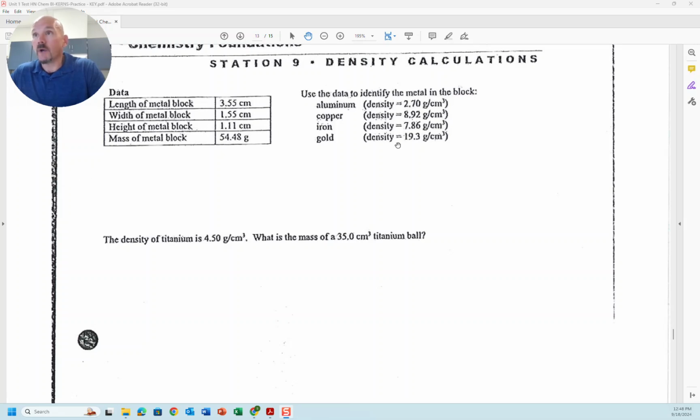And one way to figure out volume, especially if you have a rectangle box or a cube, you can just do length times width times height. So we have the length, we have the width, we have the height. If I do this times this times this, that'll give me my volume. I have my mass. Mass divided by volume gives me my density. Once I have my density, whichever one is closest to, that's what I'll guess what metal I have, right?